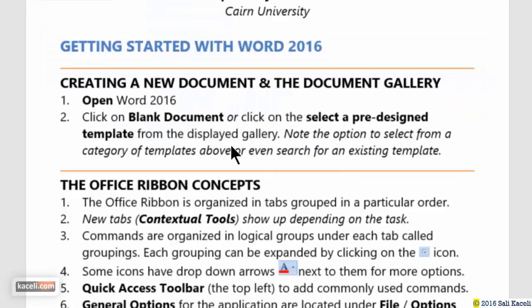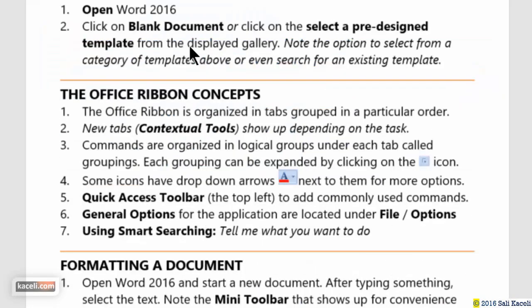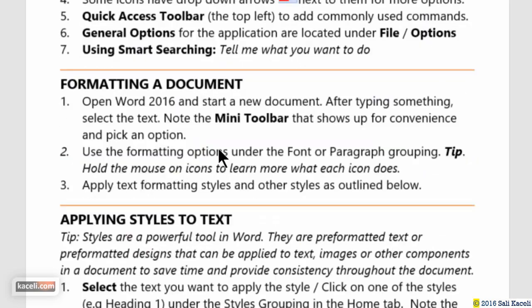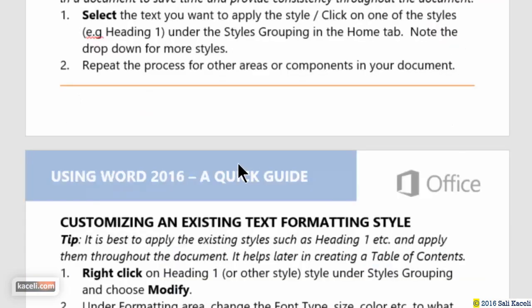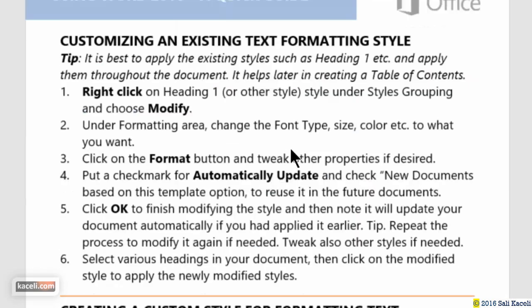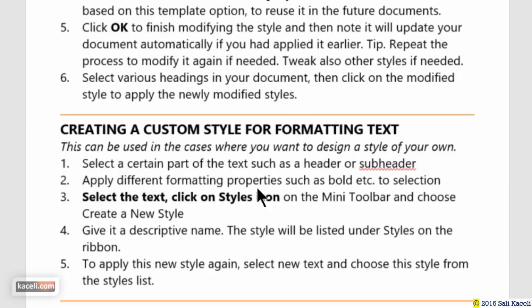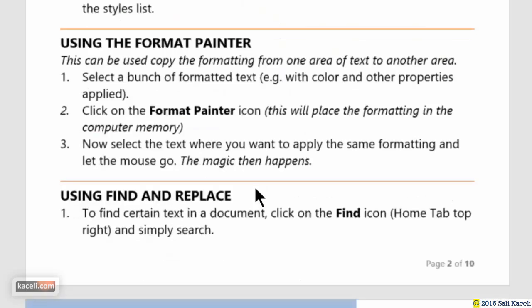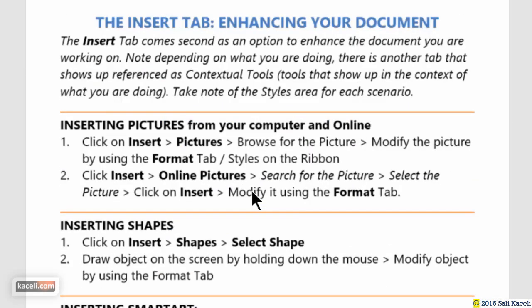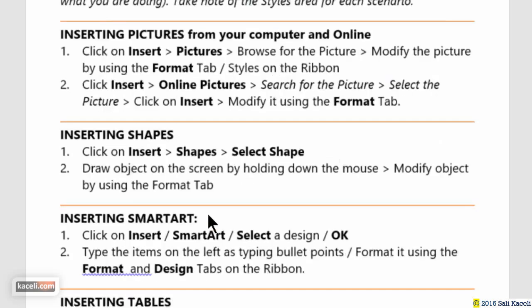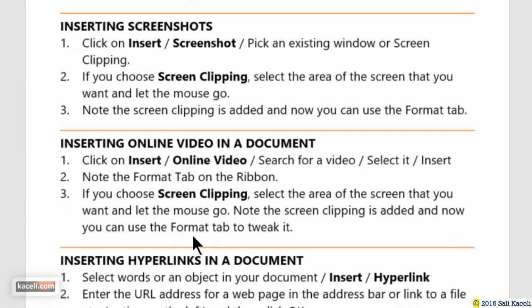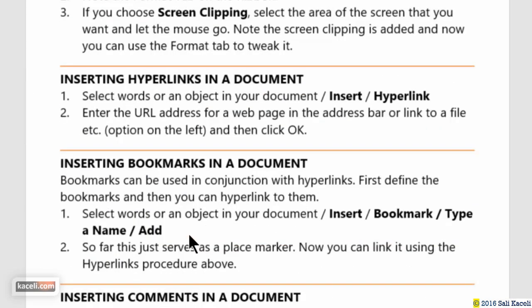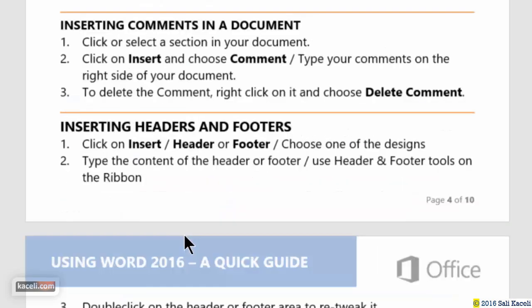We are going to cover some of the basic features such as getting started using the templates, understanding the Office ribbon concepts and what's new there, formatting the documents, applying styles to text, and then customizing existing format styles, creating a custom style, and using a format painter, using search and replace, then enhancing your document by inserting pictures, shapes, SmartArt, tables, charts, screenshots, online video in a document, hyperlinks, comments, headers and footers.